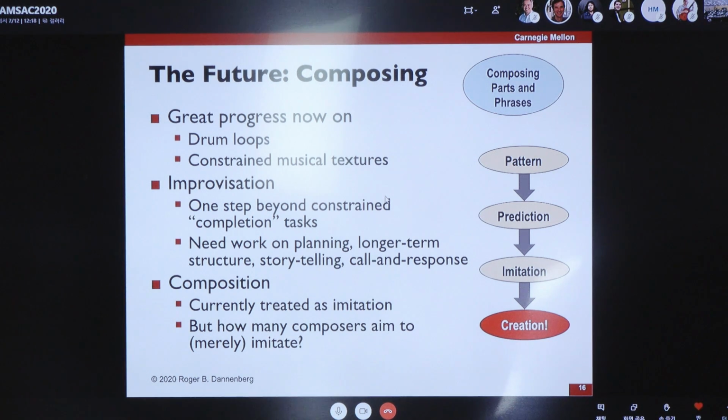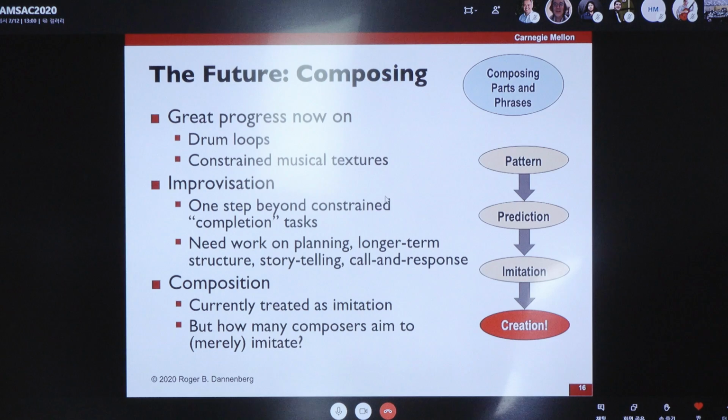I just want to note that one of the big problems with composition by computers, at least the way it's being treated by a lot of engineering types right now, is that composition is regarded as some kind of imitation, where you feed in lots of examples of music and ask a machine learning system to imitate those samples. But how many composers actually aim to merely imitate music that they've heard before? So that's a challenge for the future.